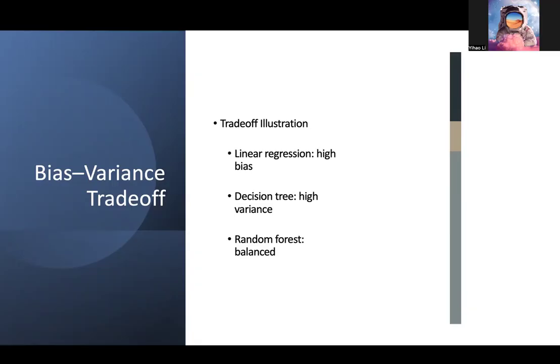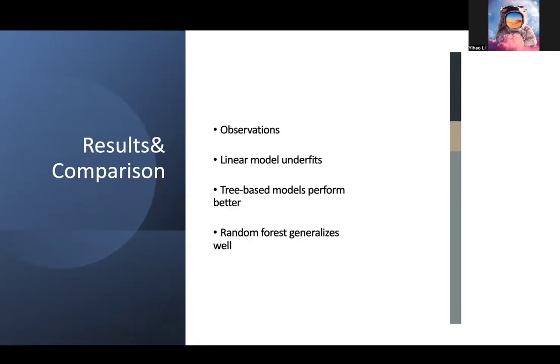So there are three bullet points. Linear regression shows high bias. The decision tree shows high variance, and the random forest is balanced. And next, we talk about our result, the model comparison.